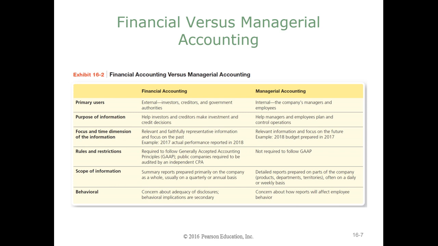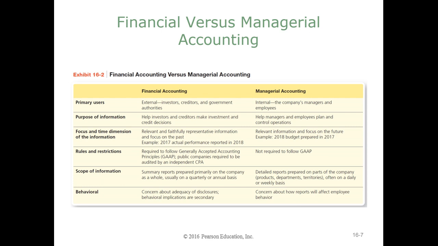So primary users, the people who primarily use financial accounting information are external people that are thinking about investing into our company, people who might lend us money, maybe we need to borrow money, they're creditors, and government authorities. Those are the primary users of our financial accounting information. The purpose is they use this information to help them make decisions. So investors and creditors can make investment decisions and credit decisions based off of the financial accounting information that they receive from our company.